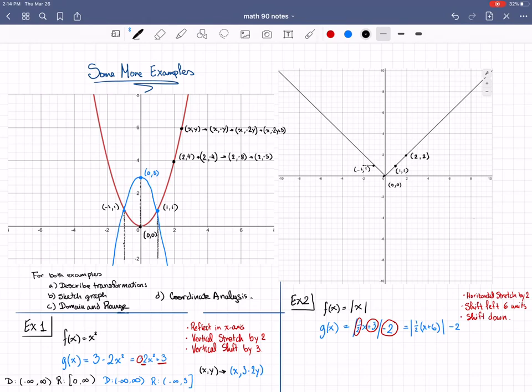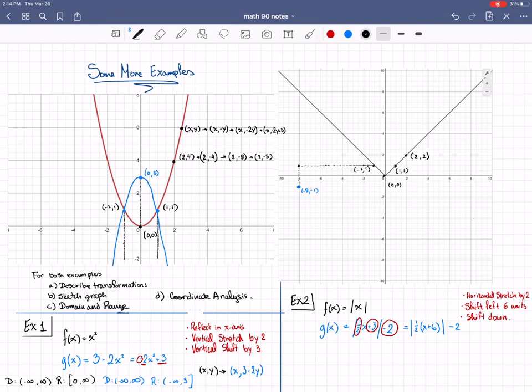Then we're going to shift left 6 units. So -2, 1 goes all the way over to -8, 1. And then lastly, shift down 2. So that's going to go down to negative 8, negative 1.